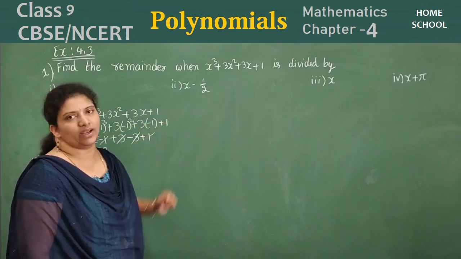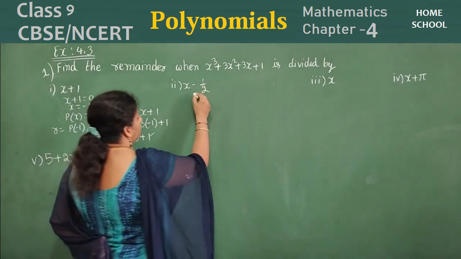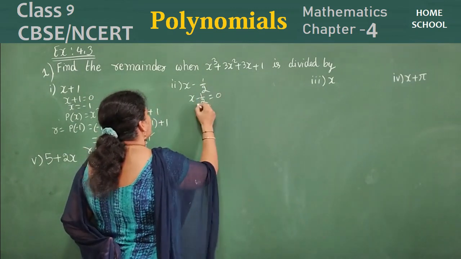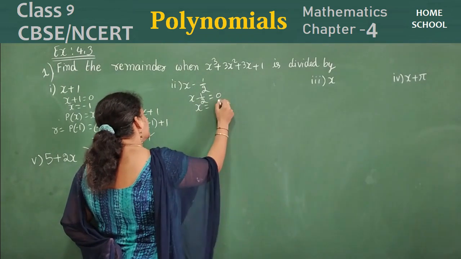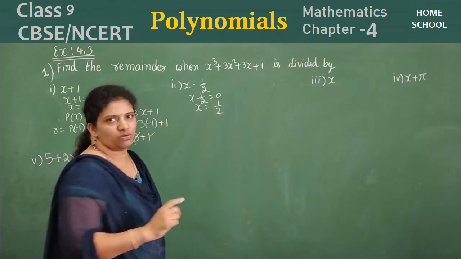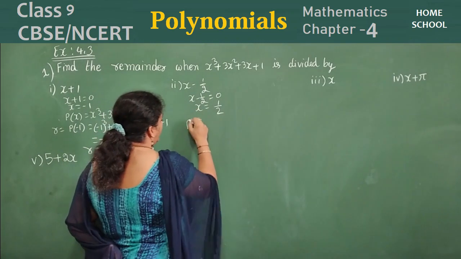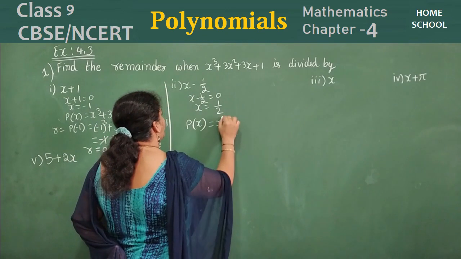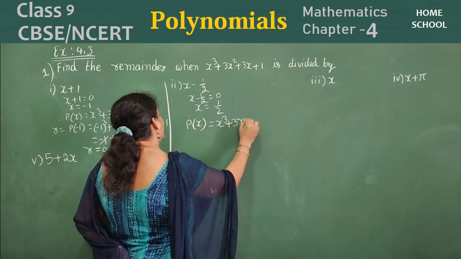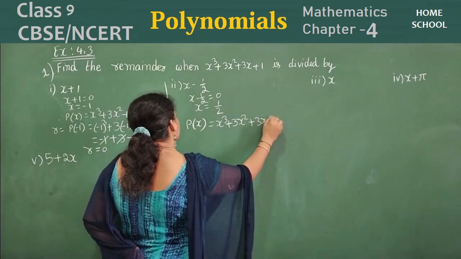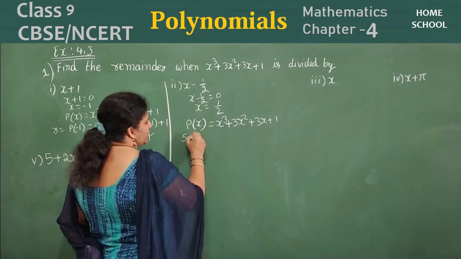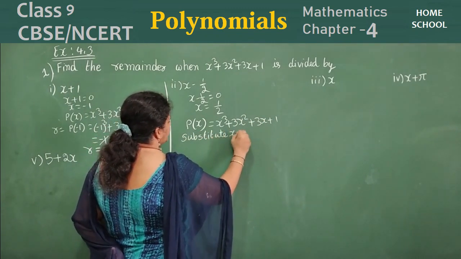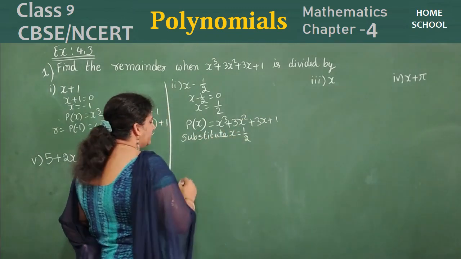x minus 1 by 2. First thing, what do we need to do? First find the 0 of the polynomial by equating it with 0. Minus 1 by 2, if it goes to this side, becomes plus 1 by 2. Write the given polynomial. P of x is equal to x cube plus 3x square plus 3x plus 1. Okay. Substitute x is equal to 1 by 2 in order to get the remainder.